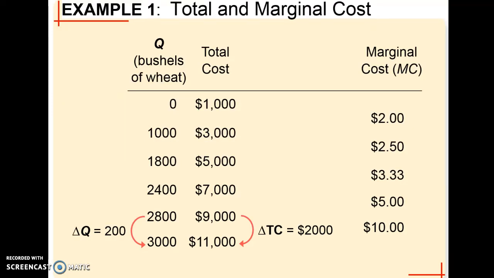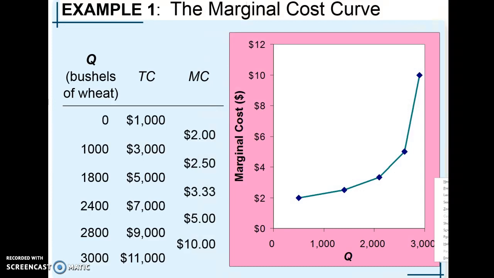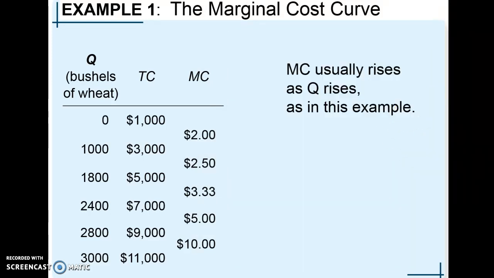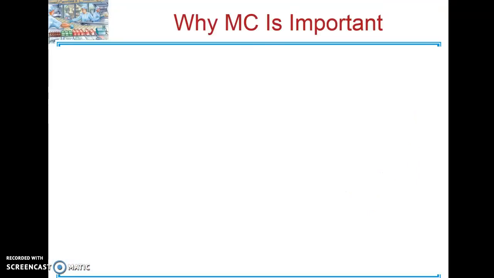So this shows as the quantity of bushels that are going to be harvested increase, the total cost is going up as you're going to have to hire more workers. And marginal cost is the change in your total cost as you add or hire an additional worker. So marginal cost usually rises as your quantity rises, as in this previous example. And again, here's the graph of marginal cost.